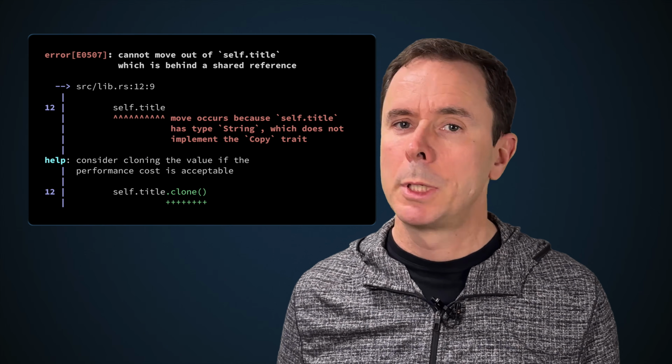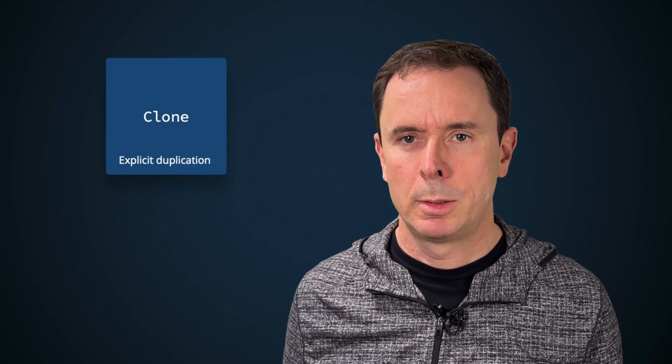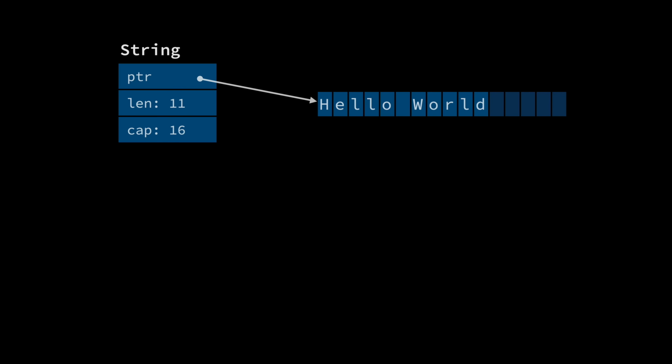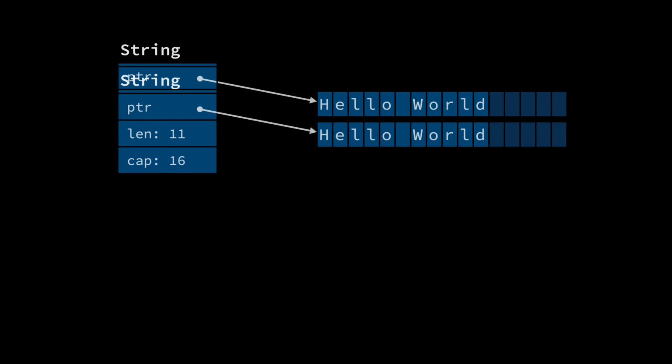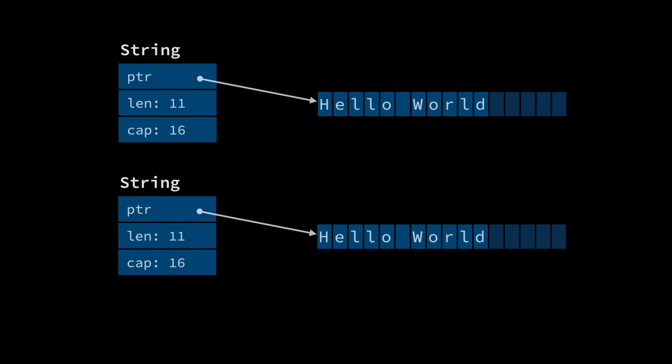So the String type doesn't implement Copy, but it does implement the Clone trait. That's the one where you call a clone method that can do arbitrary work to come up with a new instance. In the case of a String, this is a deep copy. When we call self.title.clone, it makes a new heap allocation and copies all the bytes to make the new string that we return.